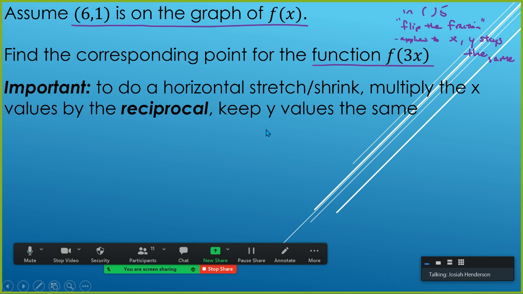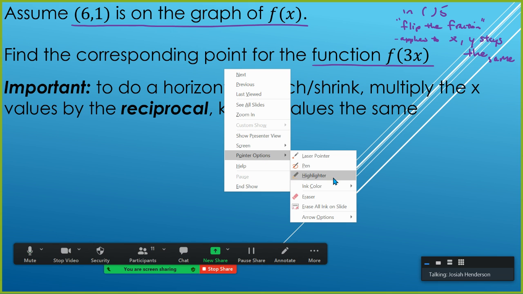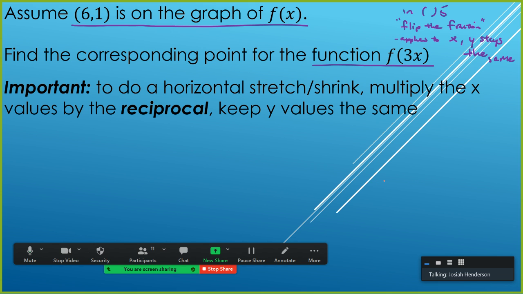So let's see how to do this. I also have a note there. I didn't read it last time, did I? Important: to do a horizontal stretch or shrink, multiply the x values by the reciprocal and keep y values the same. So again, our original is (6, 1).